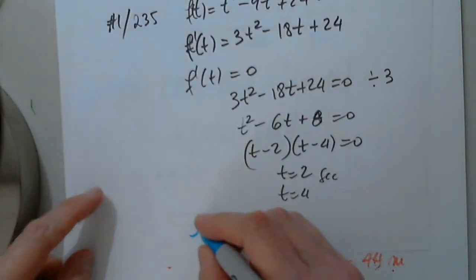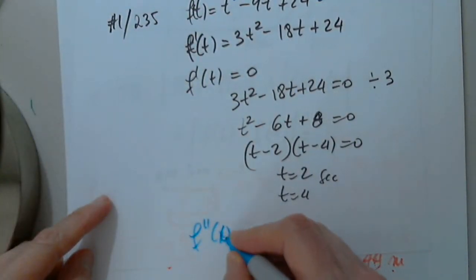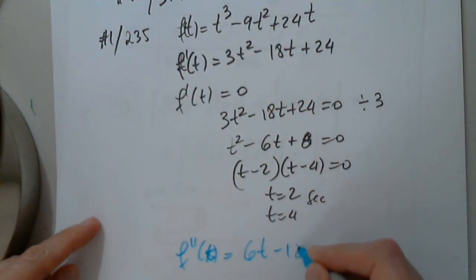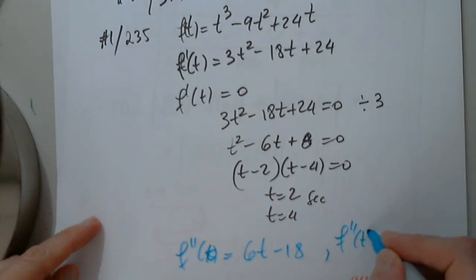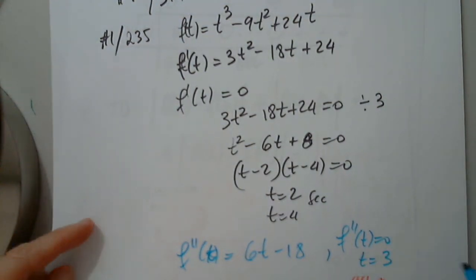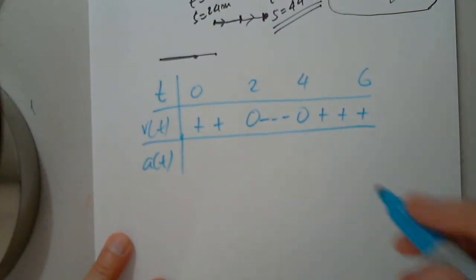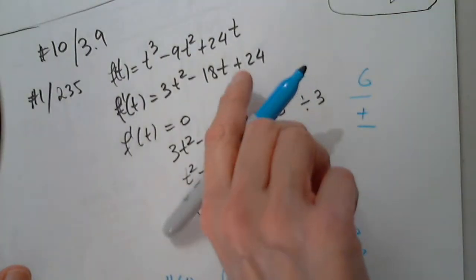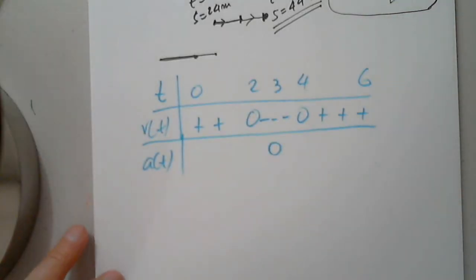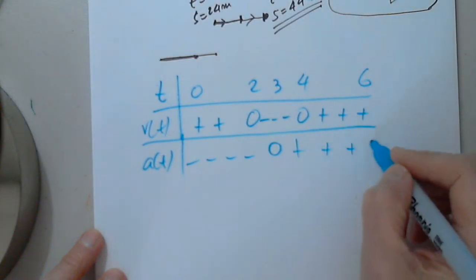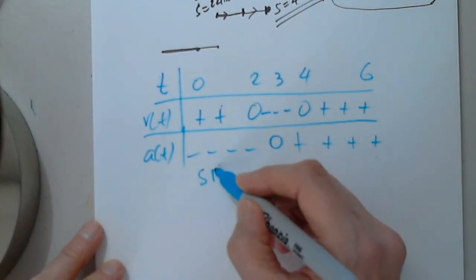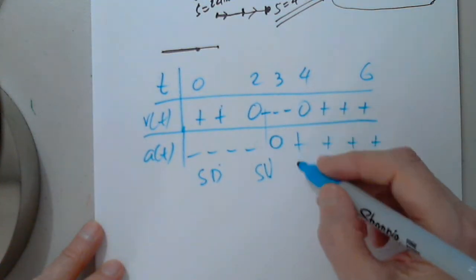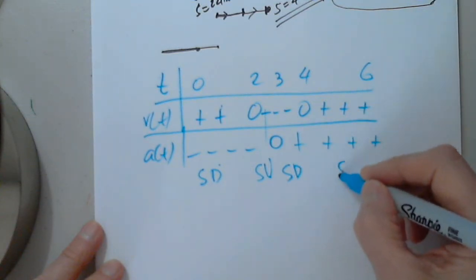No, not yet. So the second derivative of t, that is 6t minus 18. And when we set this equal to 0, we get 3 seconds. So 3 is here. And since this is a linear function, it looks like this, from negative to positive. So negative, positive. So here it's slowing down. Here they have the same direction, speeding up. Here they have opposite, slowing down. Here the same, speeding up.